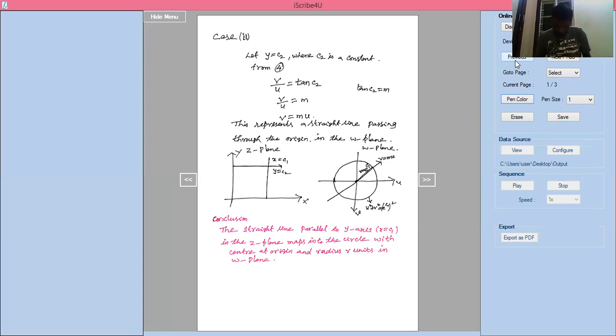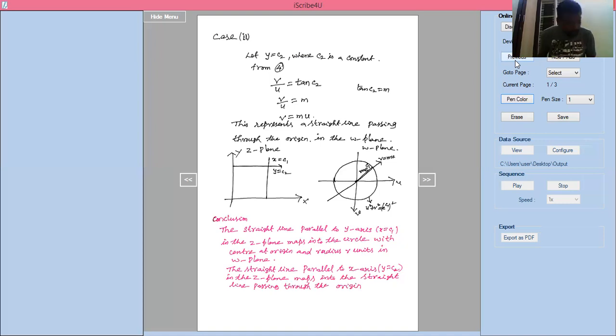Next, the straight line parallel to x-axis, y equal to c2 in the z plane, maps into the straight line passing through the origin in the W plane.